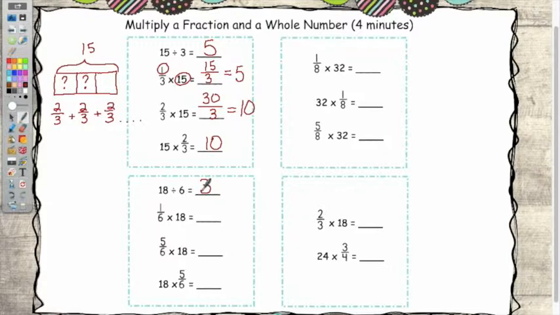Okay, so now I could draw a tape diagram with 6 boxes and figure out what number goes in each one. Or I can take 1 times 18 divided by 6, and my answer is 3. Remember, boys and girls, this fraction line is a division sign. Okay, so on this one, how does it change? It's 5, 5 times 18. I don't know that in my head. So I'm going over to the side, and I'm going to multiply to figure it out.